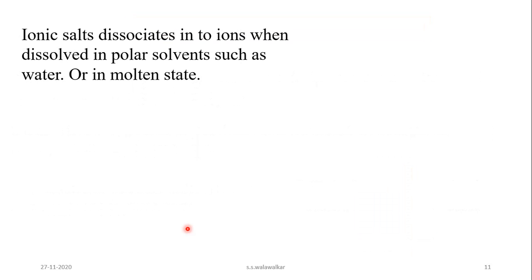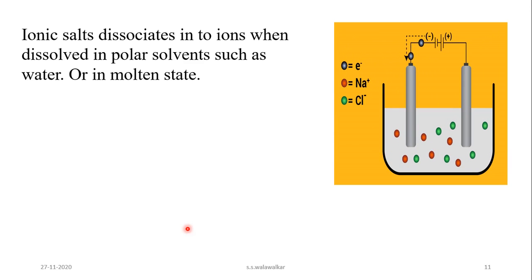Ionic salts dissociate into ions when dissolved in a polar solvent or in a molten state. Suppose this is the same example: molten sodium chloride. The chloride ions get discharged at this positively charged electrode, and the electrons are transferred through this. They flow in this direction, and here the sodium ions accept the electrons and get deposited on the cathode.